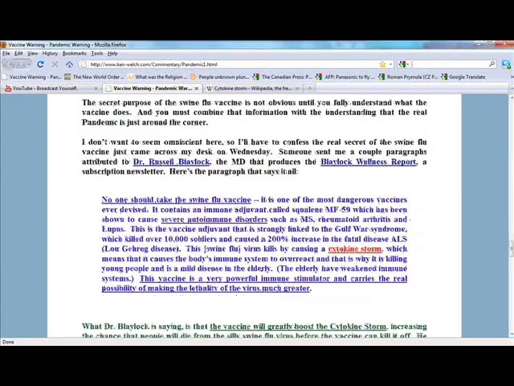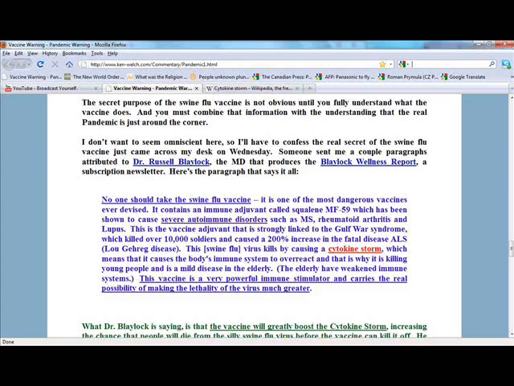So he says he just came across this information a couple of days ago when he was sent part of the Blaylock Wellness Report by Dr. Russell Blaylock. Now here's what Russell Blaylock, a medical doctor, has to say about the situation.